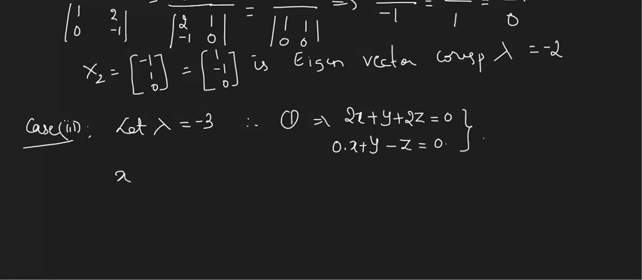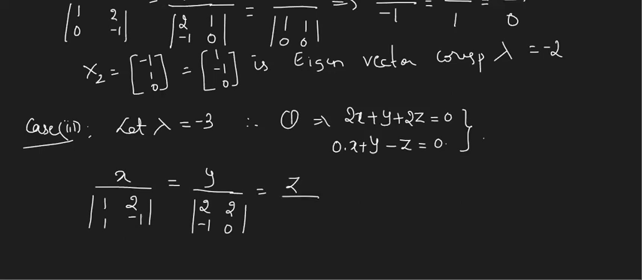x upon. Tell me x upon. Coefficients of y: 1, 1, 2, minus 1. y upon: 2, -1, 2 and 0. z upon: 2, 0, 1, 1.